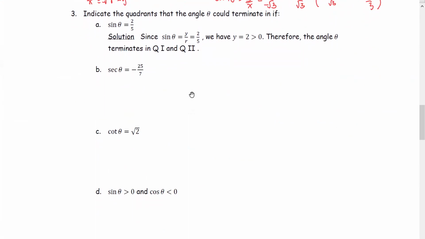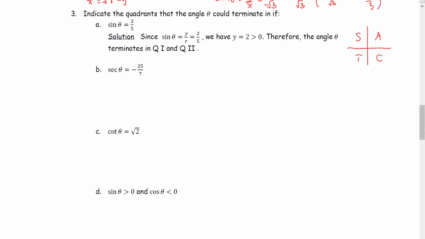Example 3. Indicate the quadrants that an angle theta could terminate in if, part A, sine theta equals 2 over 5. Since sine theta is y over r, the fraction 2 over 5 tells us y equals 2 and r equals 5, and we have y equals 2 greater than 0. Therefore, an angle theta terminates in quadrant 1 and quadrant 2. Recall, All Students Take Calculus helps us determine the quadrant in an easier way.